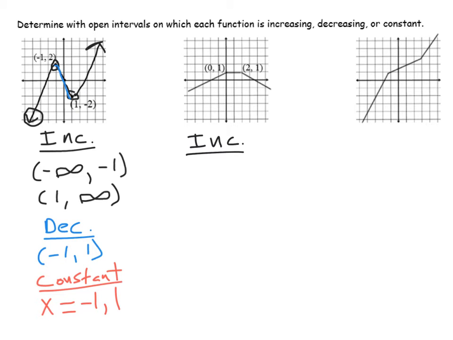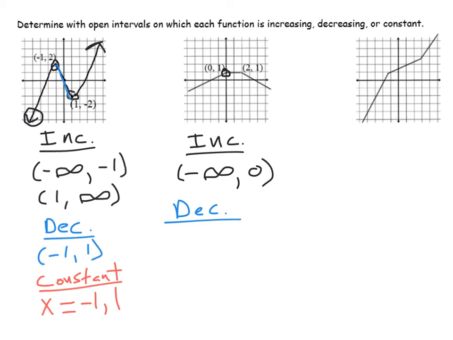Increasing looks like one interval over to the left. I'm assuming that continues. Negative infinity, and then it goes up to 0, right? Which would be right here. At that point, it appears as though that graph changes from increasing to a constant. Now we'll get to the constant last.